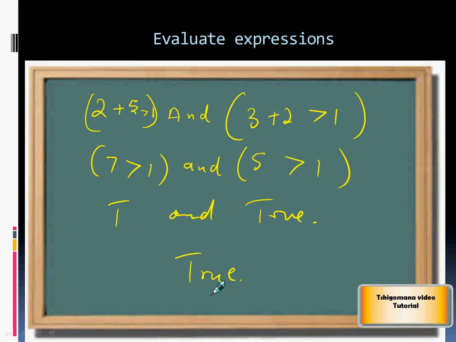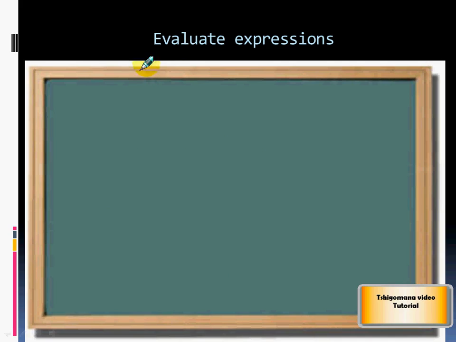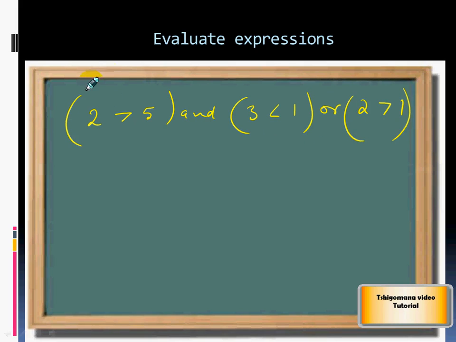Right, we are going to have something like this: 2 greater than 5 and 3 less than 1, or 2 greater than 1. The first thing will be to put these things in brackets. Is 2 greater than 5? The answer is false. And 3 greater than 1? The answer is true. Or 2 greater than 1? The answer is true, right?